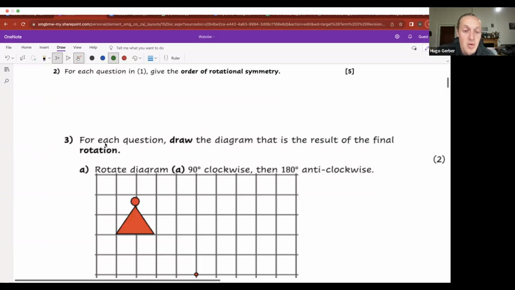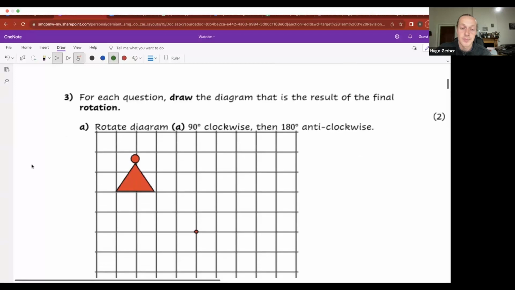So for number 3, for each question, draw the diagram that is the result of the final rotation. Good. So we know that we're going to get a lot of shapes now, and we're going to have to draw the result of the final rotation. And here they ask us at A, rotate diagram A, it's the shape given, 90 degrees clockwise, then 180 degrees anti-clockwise. All right, so 90 degrees clockwise, if I use this point of reference, let me get red again.